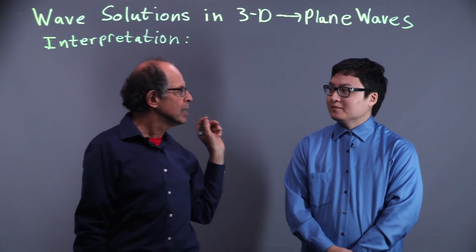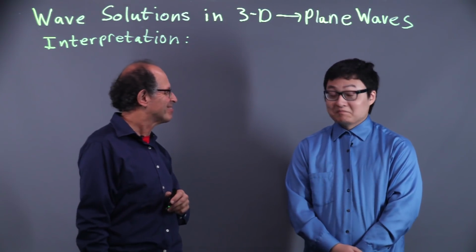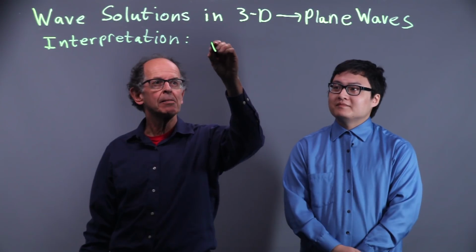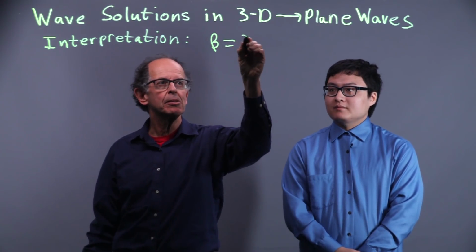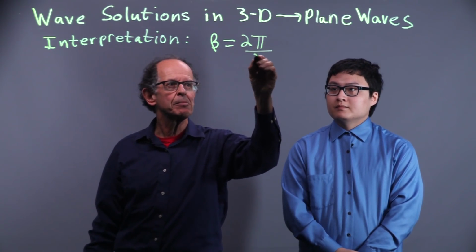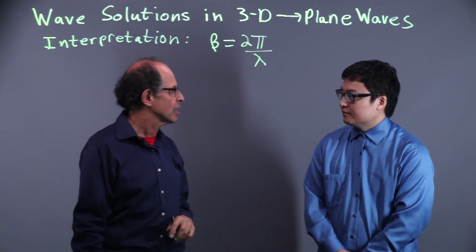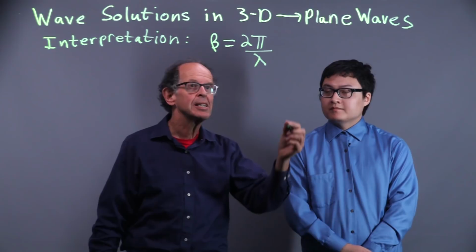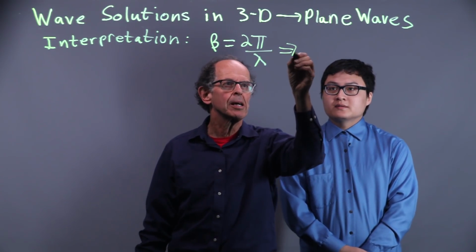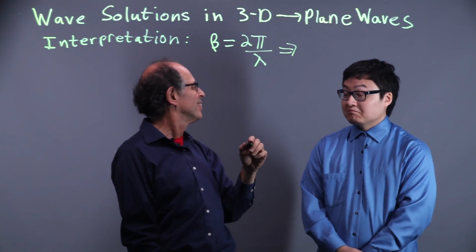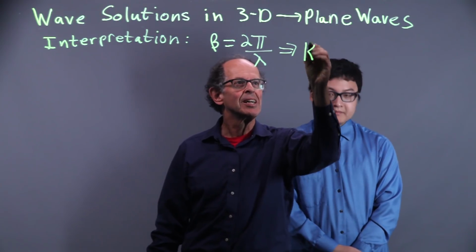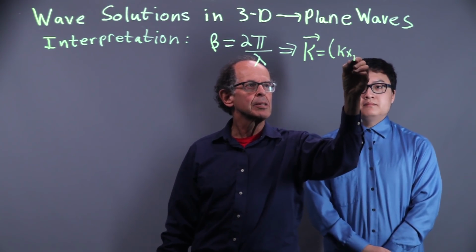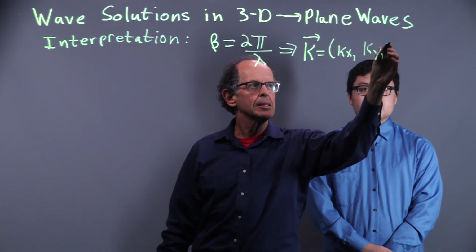Okay, so let's continue on. The first thing we have is, before, beta equals 2 pi over lambda. That was for transmission lines in 1D. And now the great new thing is that this is replaced by a vector, some K, and that's going to be Kx, Ky, and Kz.